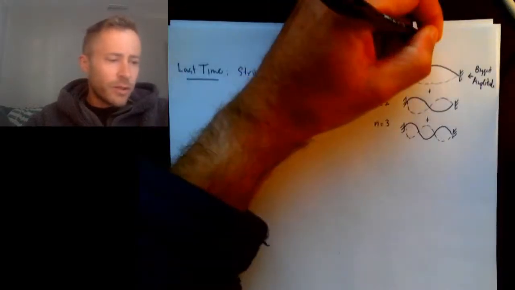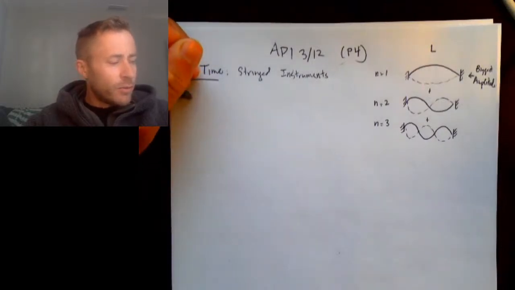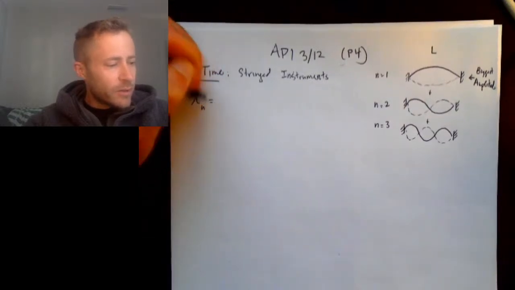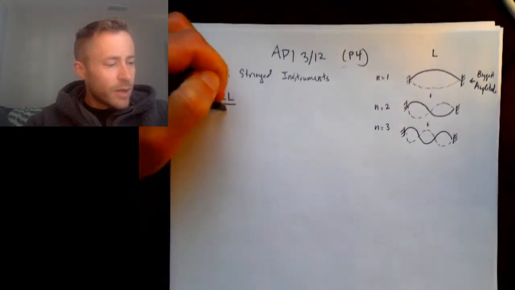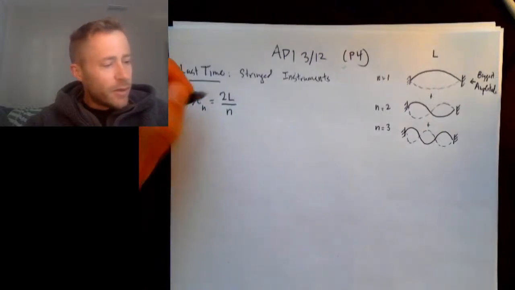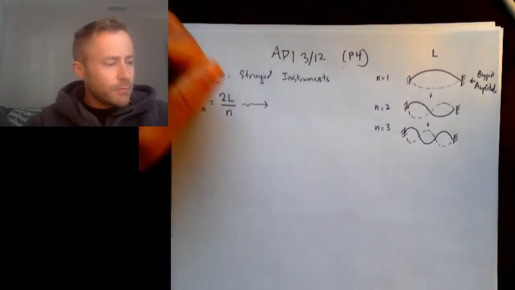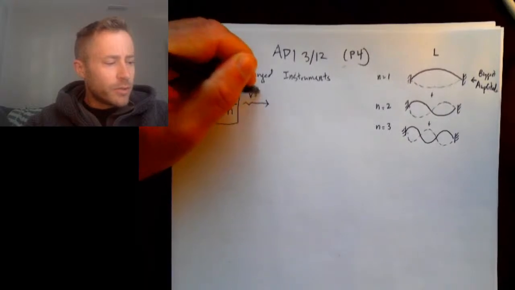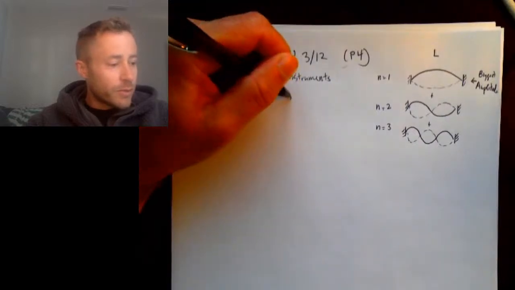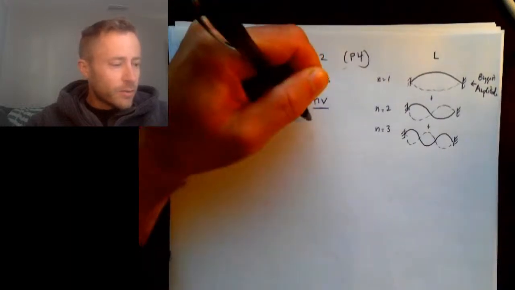So then we said that the instrument has a length L, and we went through this derivation where we said that the wavelength of the nth harmonic is 2L over n. And then we used the equation v equals lambda f to convert that into a frequency. So the frequency of the nth harmonic is nv over 2L.